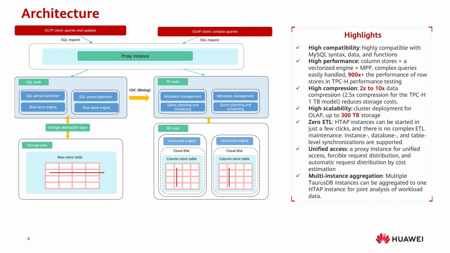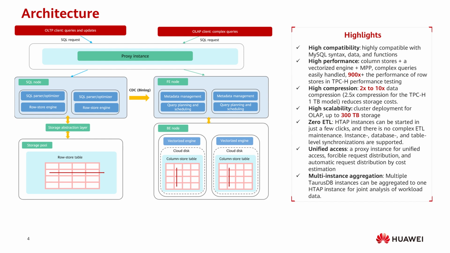High scalability. OLAP instances can be deployed in clusters. Each instance supports up to 300 terabytes of storage. 0 ETL. HTAP instances can be started in just a few clicks, and there is no complex ETL maintenance. Instance, database, and table-level synchronizations are supported.